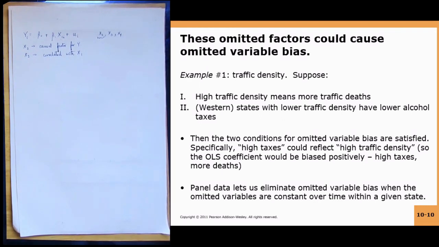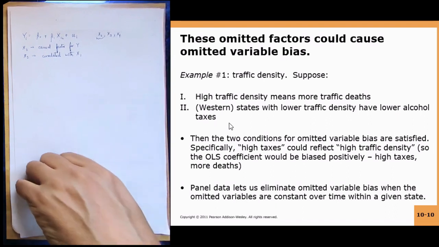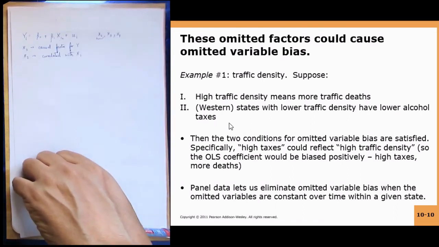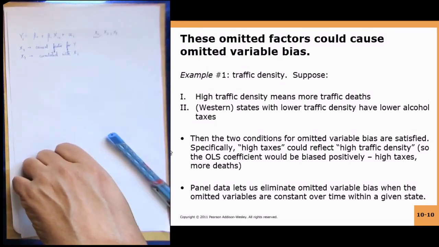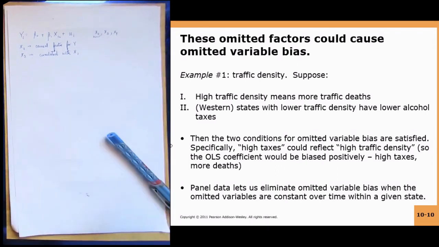Now let us look at high traffic density. High traffic density means more traffic deaths. So this is your y variable, traffic deaths. High traffic density has a causal relationship towards y. Also, certain states that have lower traffic density tend to have lower alcohol taxes. In this particular case, the western states, which have lower traffic density, also have lower alcohol taxes. So x2 happens to be correlated with x1 also, even though there isn't a particular causal relationship that we are finding there.